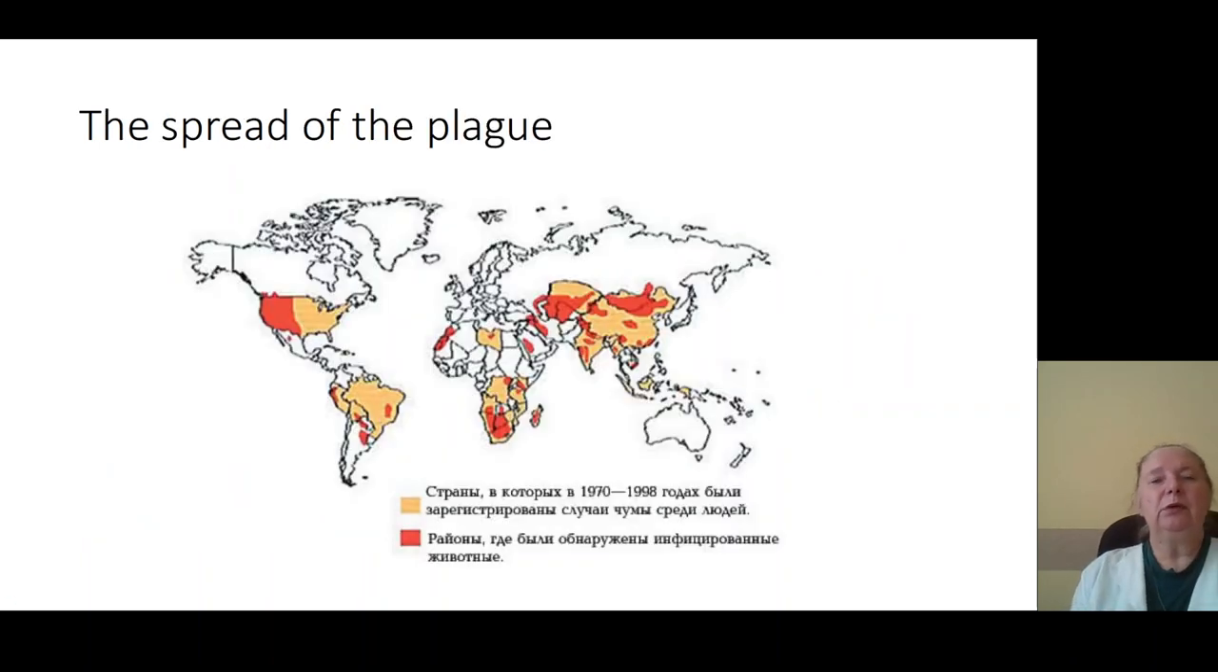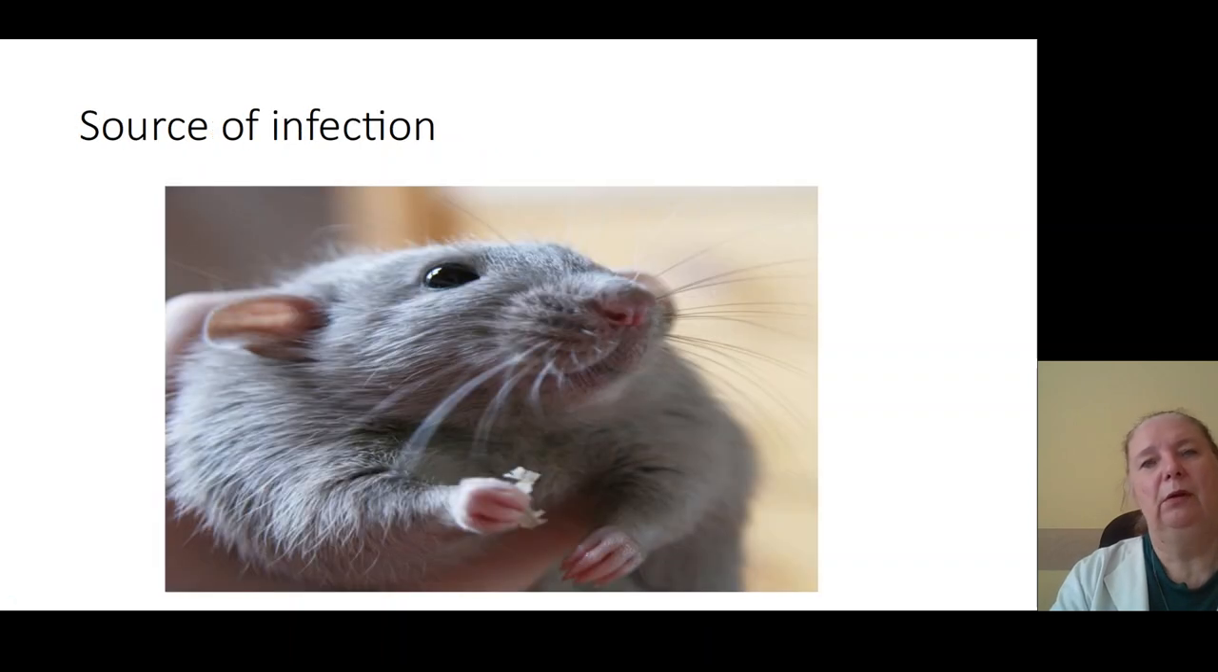So let's look at some pictures on this topic. You see the spread of plague in the world. So, a high level of morbidity of plague in those countries. You see Asia, Africa, America, North and South America. In those regions, there were really infected animals, and cases of plague were registered in the population. Sources of infection: rats, rodents, gray rats, black rats.